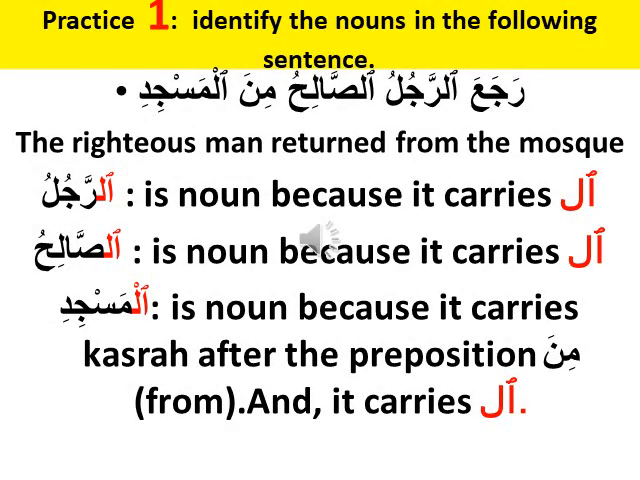Practice number 1. Identify the nouns in the following sentence. رجع الرجل الصالح من المسجد. The righteous man returned from the mosque. In this case, الرجل is a noun because it carries L. الصالح is a noun because it carries L. المسجد is a noun because it carries kasra after the preposition mina, and it carries L.